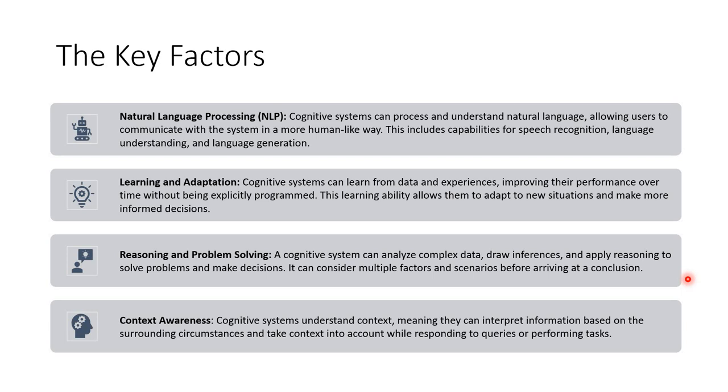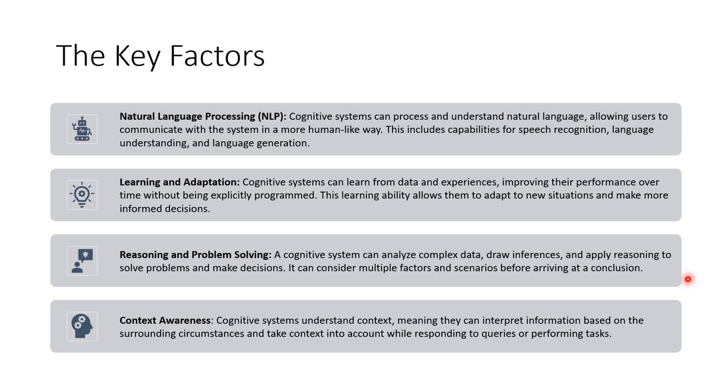First is NLP. We have been using this term NLP from the beginning to understand the importance of it being used for building a cognitive system. A cognitive system can process and understand natural language. It can allow the users to interact with the system, communicate with the system in a real natural and more human-like way. When you talk about NLP, it can be speech recognition, language understanding, language generation, it can be anything. And you need to understand if a system is getting cognitive, NLP is going to be a component there, and this is one of the key factors.